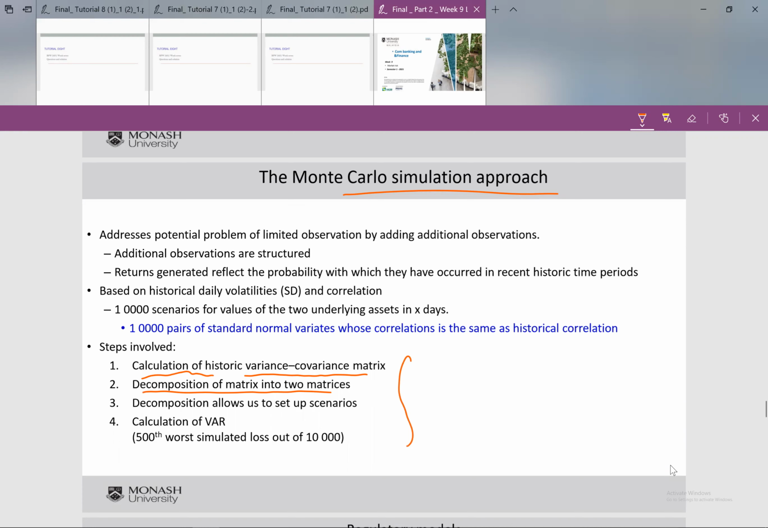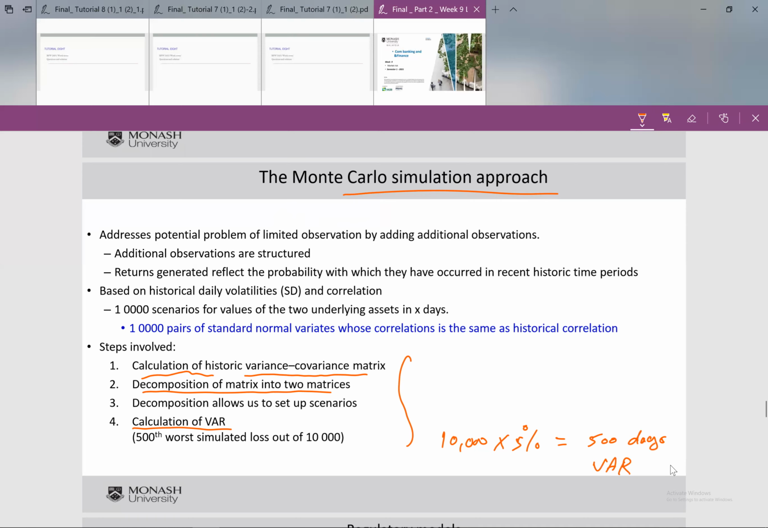Then you calculate the VAR, as I told you. When you have 10,000 days, again, 5%, you take the worst 5%, which is the worst 500 days. You add them up, this is your VAR.